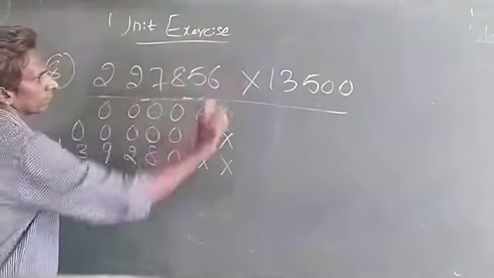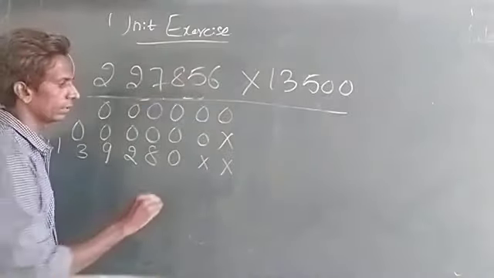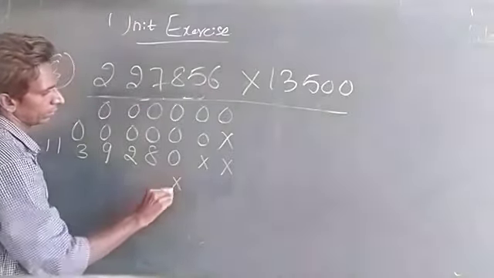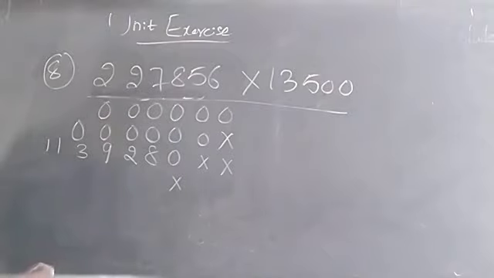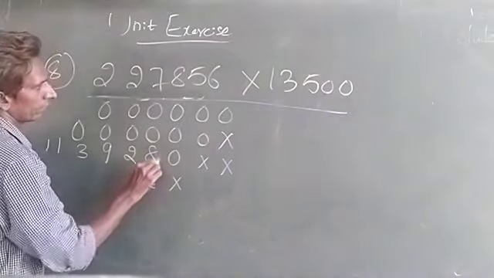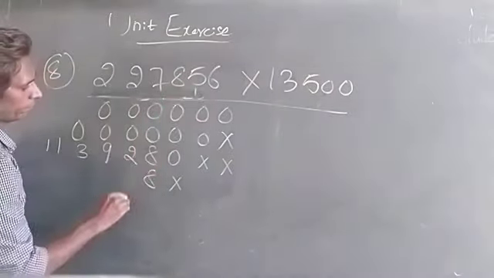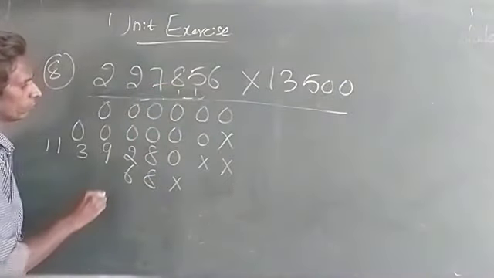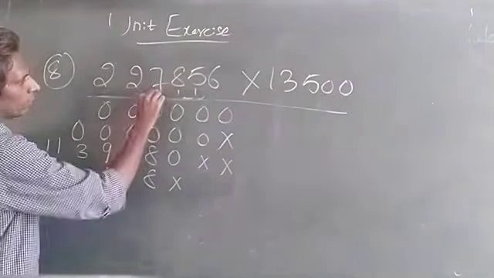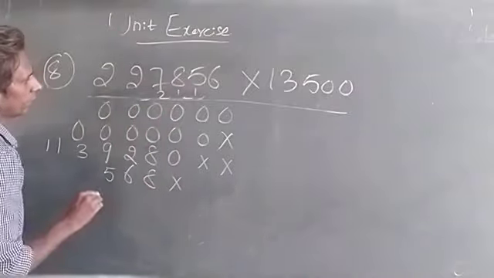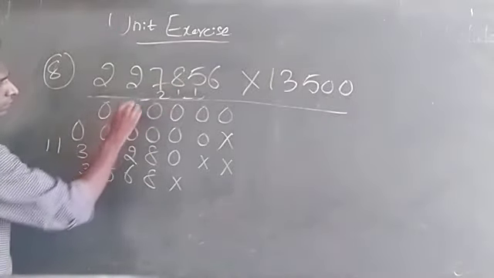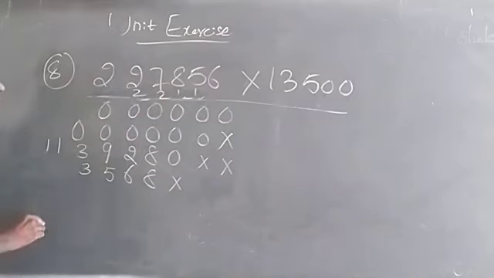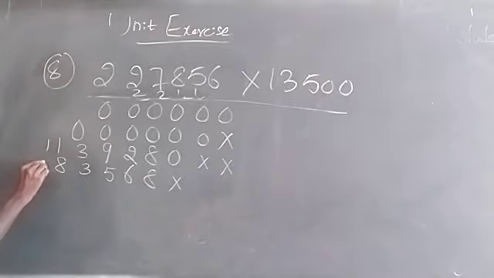Next, you want to multiply with 3. See, 3 6 are 18. Again, 3 6 are 18. 3 5 are 15, 16. 8 3 is 24, 21, 25. So 7 3 is 21, 23. 3 2 is 6, 8. So 3 2 is 6.